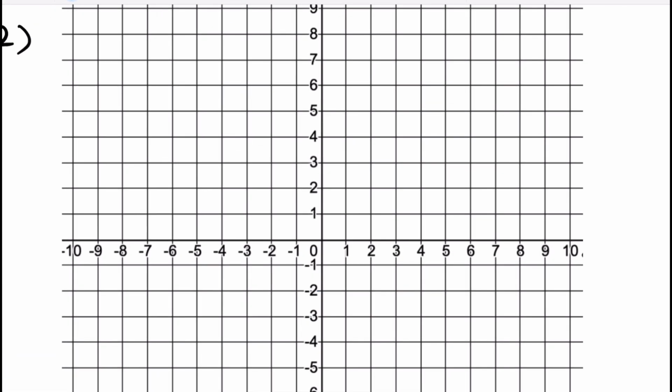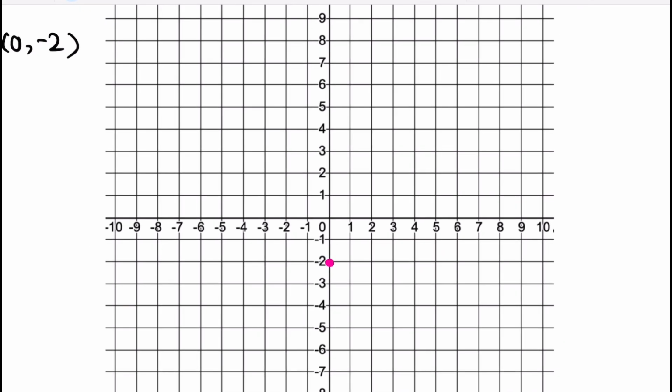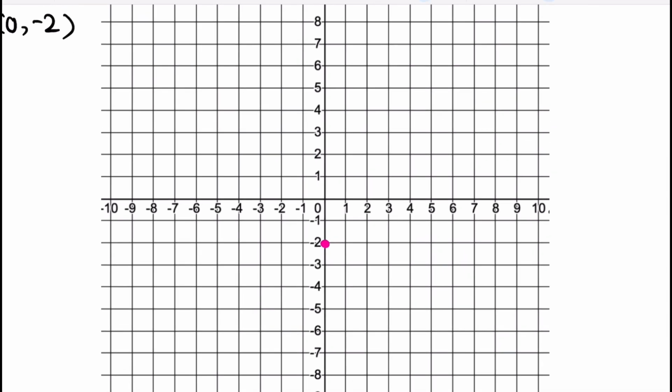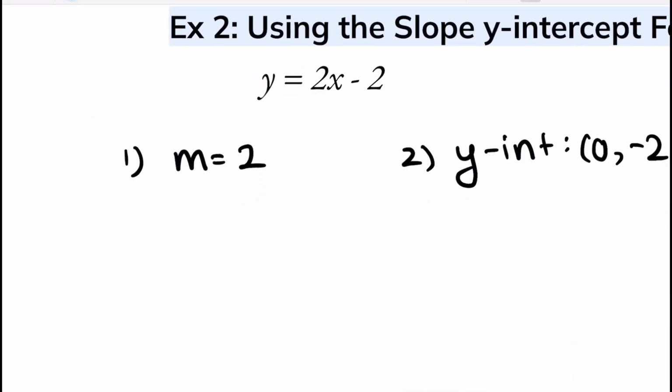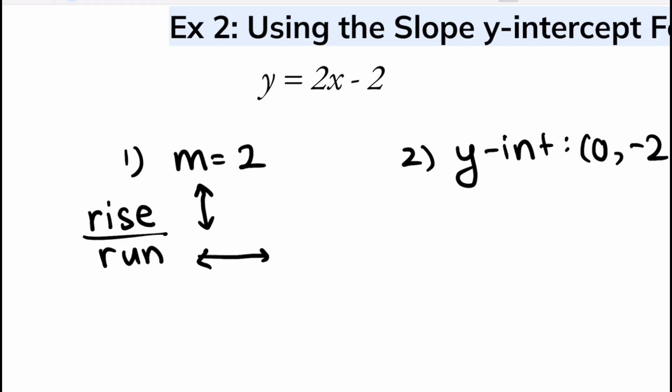Actually, I'm going to use a different color. So we already have this point right here. This is our y-intercept. But now we want to know, where do we go and how is this line going to look? That is what our slope is going to tell us. If you remember, I said that the slope can be represented as rise over run, where your rise is your change in your y values and your run is your change in your x.